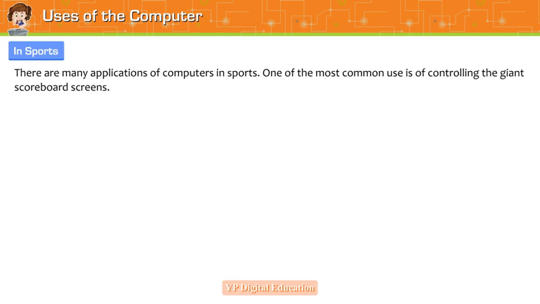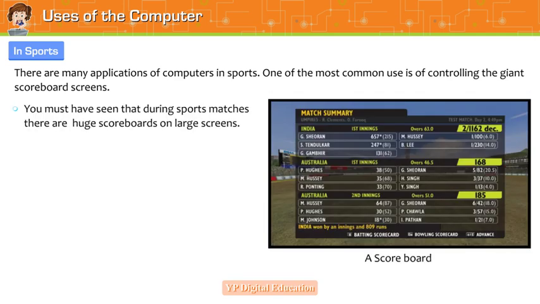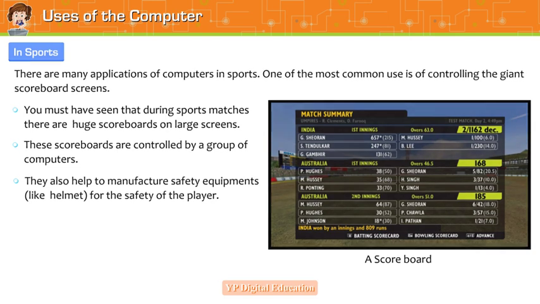In sports, there are many applications of computer in sports. One of the most common uses is controlling the giant scoreboard screens. You must have seen that during sports matches, there are huge scoreboards on large screens. These scoreboards are controlled by a group of computers. They also help to manufacture safety equipments like helmets for the safety of the player.